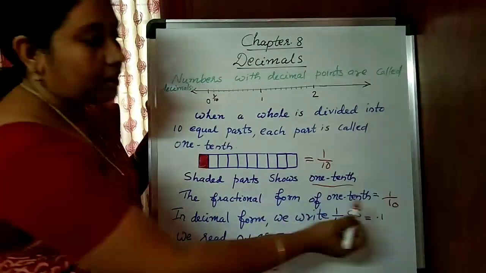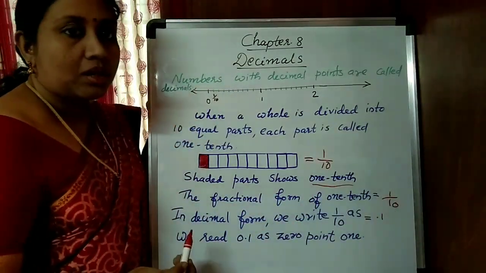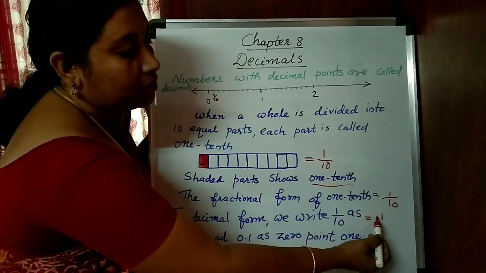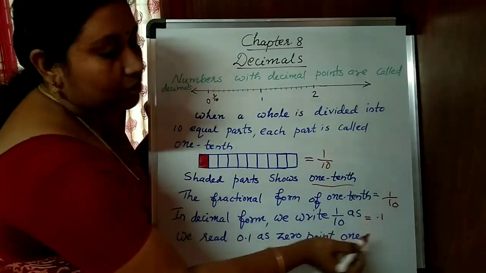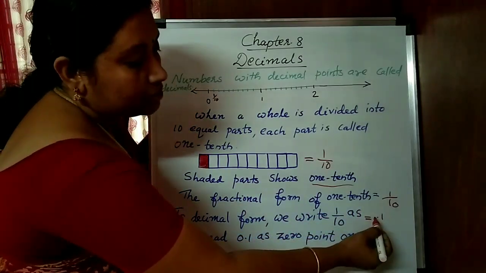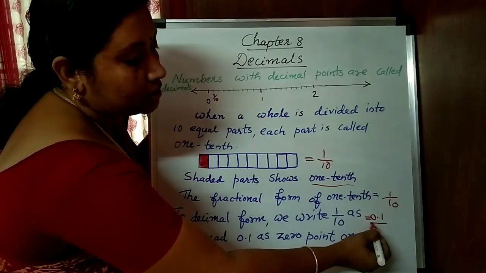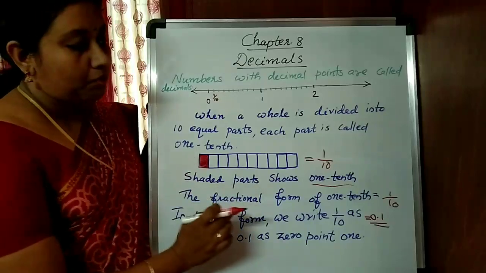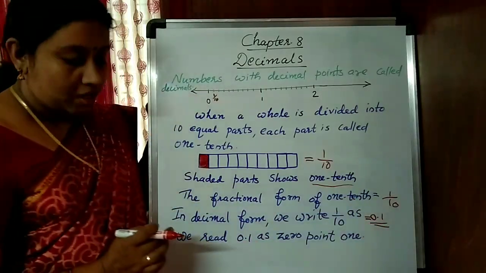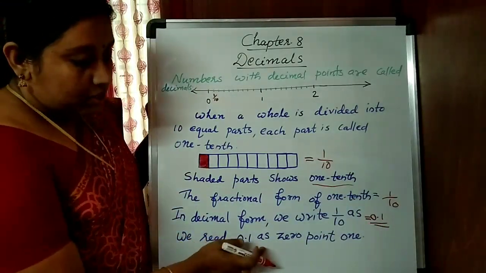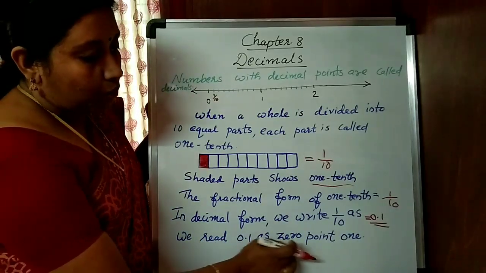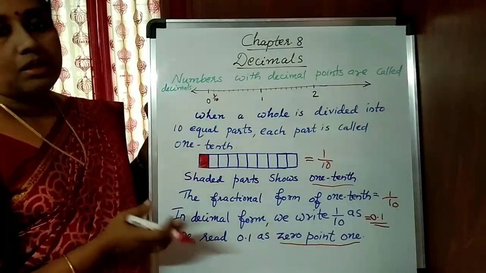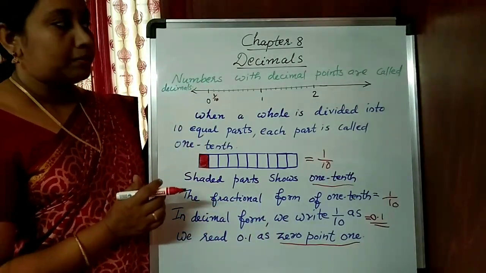Here the denominator, how many zeros are there? Only 1 zero. So starting from the right side, after one digit you put one dot. Here there is no whole number part, so you simply put 0. So what is the decimal form of this 1 by 10? Decimal form of 1 by 10 is 0.1. How will you read this one? 0.1. These are called decimal numbers.